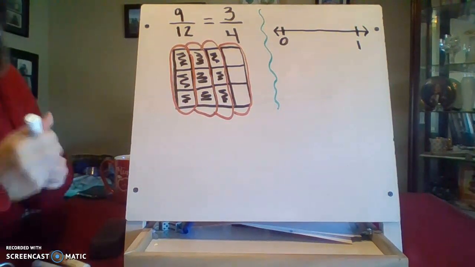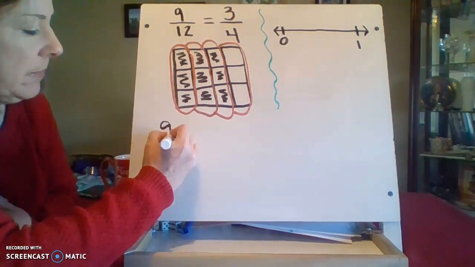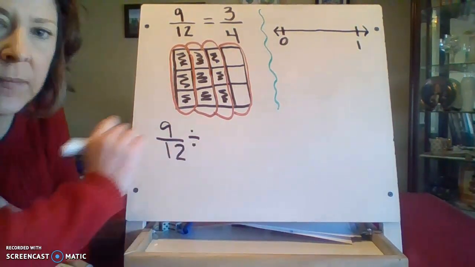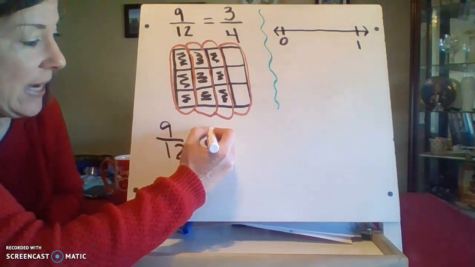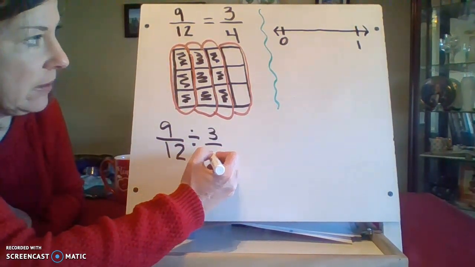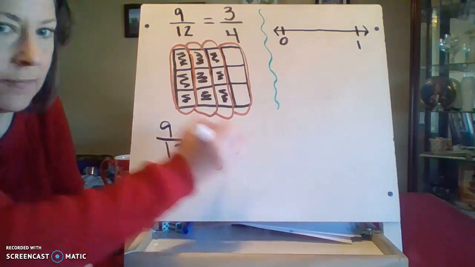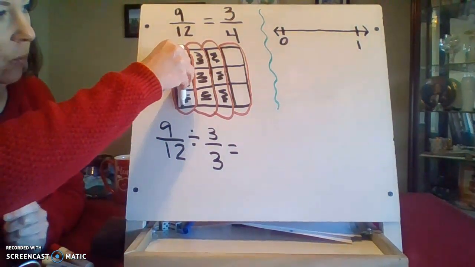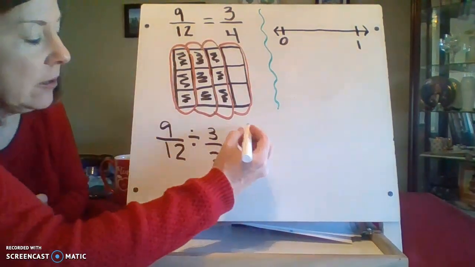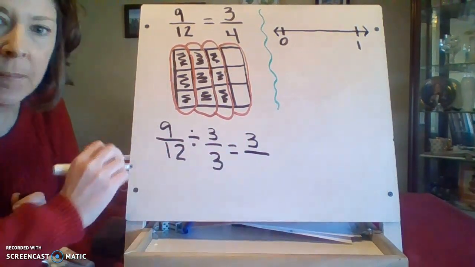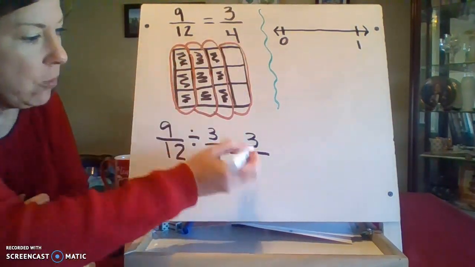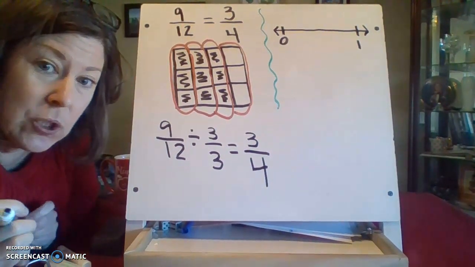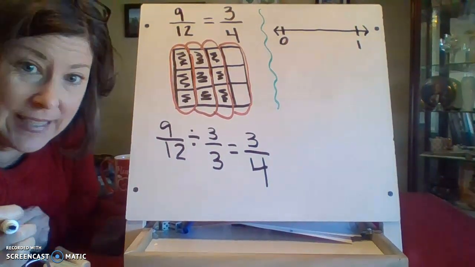So what I did is I started with my 9/12, but then I divided it into groups of three. And when I did that, I now have one, two, three larger units out of one, two, three, four larger units. So 9/12 is equal to 3/4. We did a little bit of that yesterday.